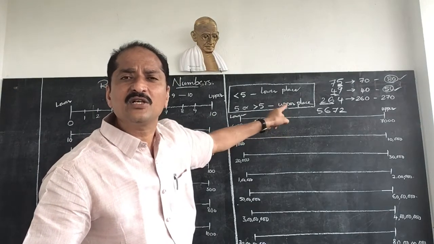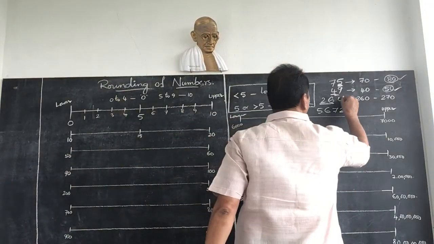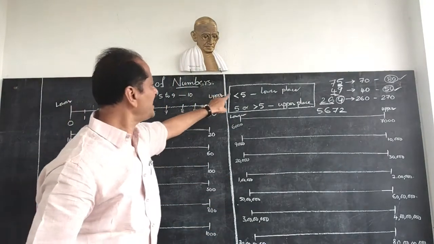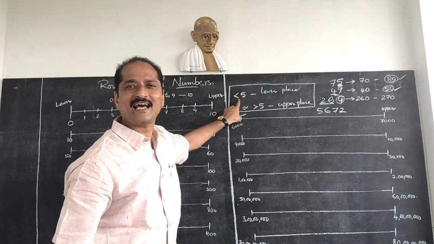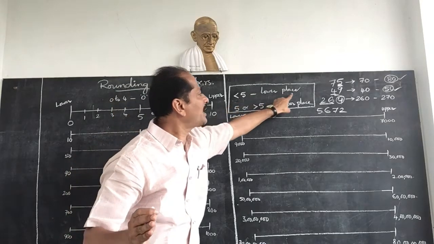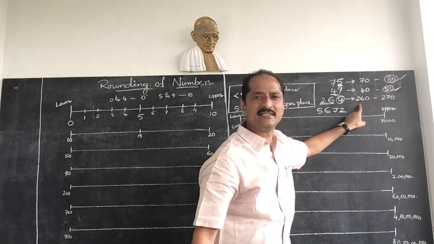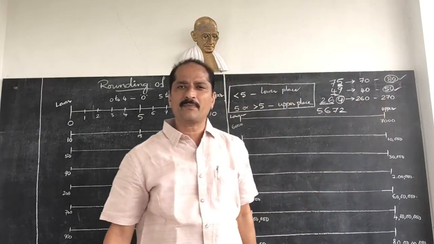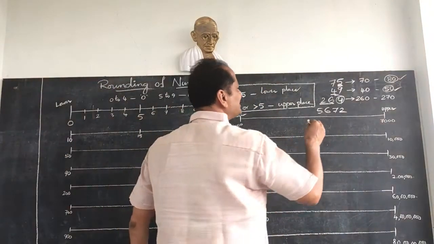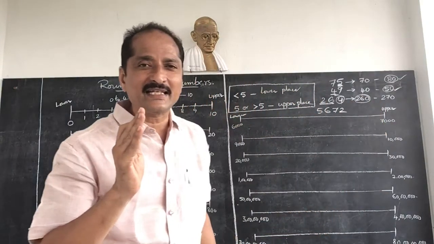We should see the next lower than tens place. Next lower than tens place is 4. Observe carefully here. Now what can you say about 4? 4 is less than 5. If it is less than 5, what to do? Lower place. What is the lower place? 260 and 270. 260 is the lower place, 270 is the upper place. So it should be rounded to 260. So 264 should be rounded to 260 to the nearest tens place.